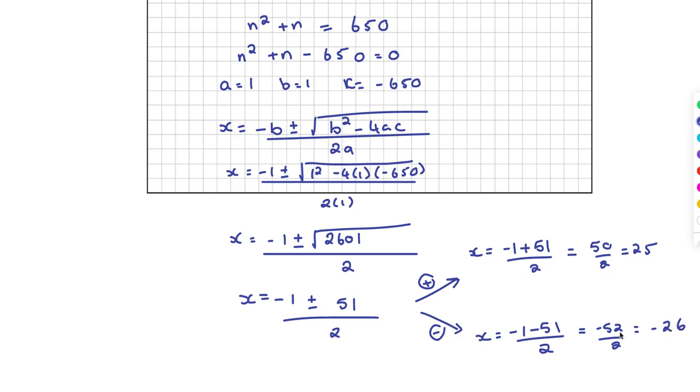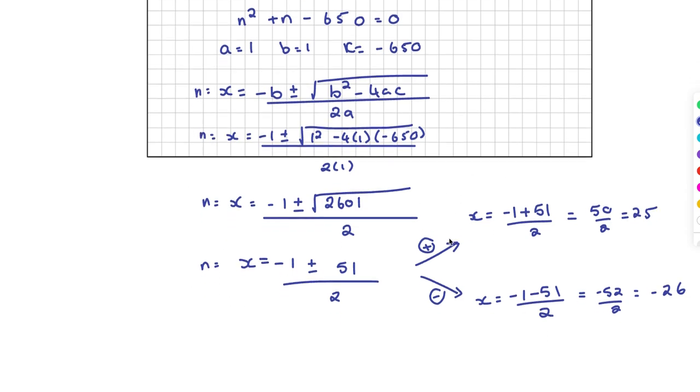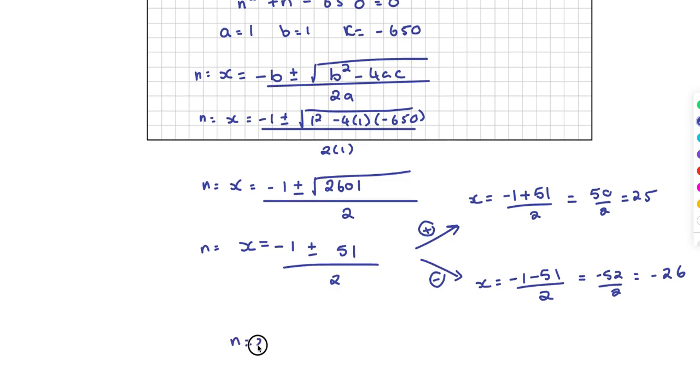So there we have it. Now, there's only one value that it could have been. Also, apologies, I switched out the letters. This should really say N the whole way. It doesn't really matter, but I'll correct it. So N is equal to 25 or N is equal to minus 26.